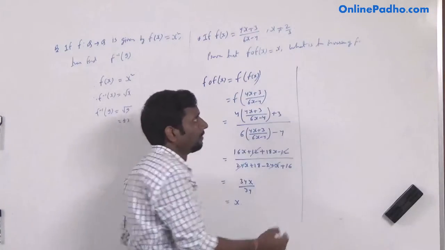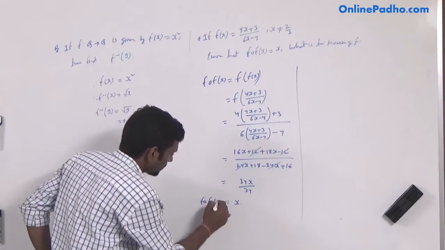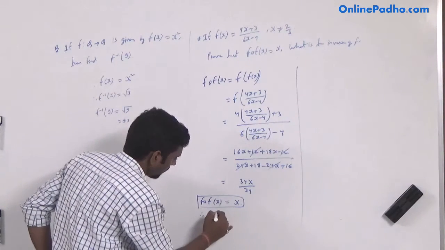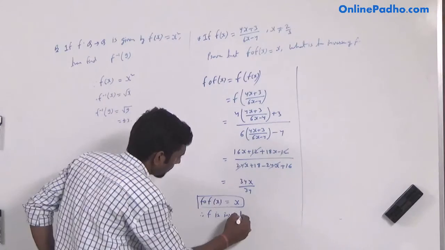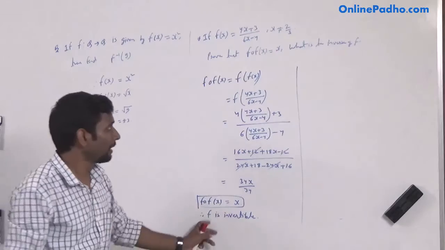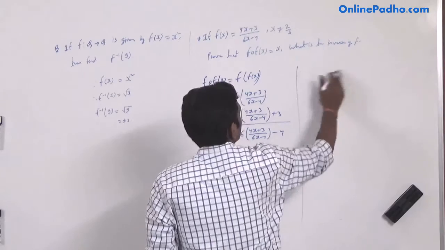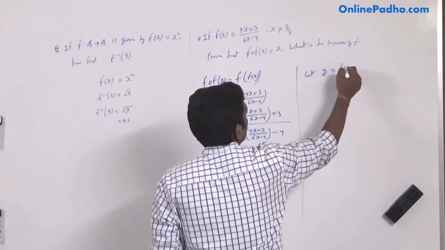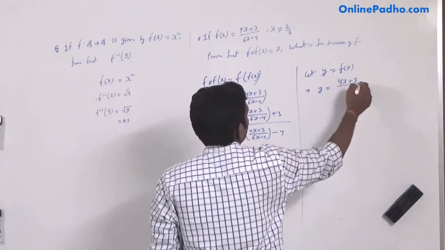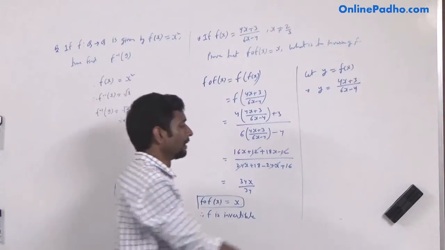Now we have to find the inverse of this. Since f of f(x) is equal to x, we can say that f is an invertible function. If f is invertible, we can find the inverse. Let us consider y equal to f(x), and we need to write x in terms of y. That will be the inverse of the function.